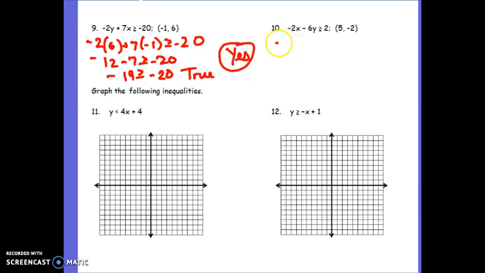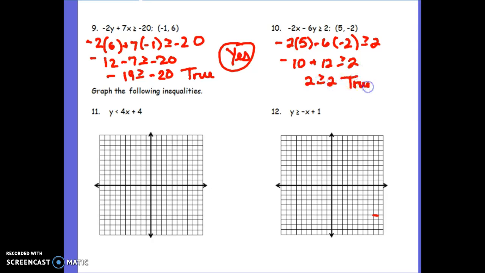And number 10, negative 2 times 5 minus 6 times negative 2, okay, is greater than or equal to 2. Negative 10 plus 12 is greater than or equal to 2. 2 is greater than or equal to 2, which is true. It is greater than or equal to, so it is a yes.